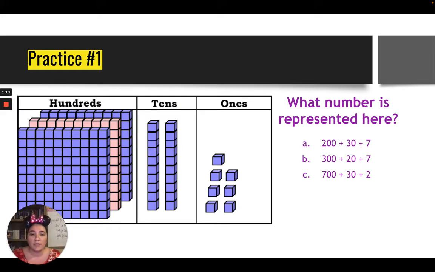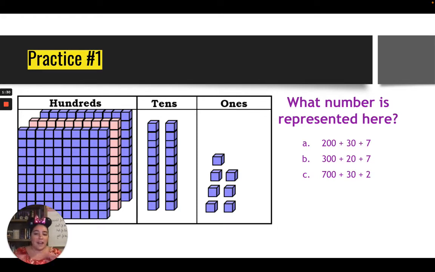So what number is represented here? I want you to look at your hundreds, tens, and ones and label them if you need to, okay? Think about it. I'm going to do our second read, and then I want you to pause the video after that. What number is represented here? So go ahead and take a moment, pause the video, and then look at the picture, figure out what your answer is, and after you have your answer, come on back.